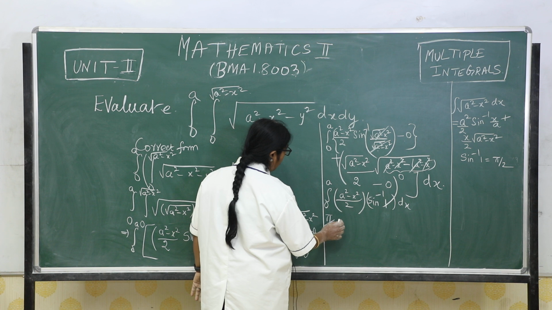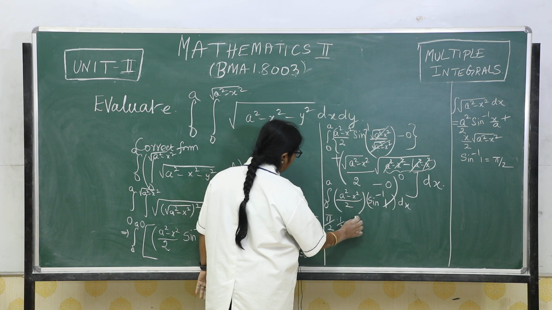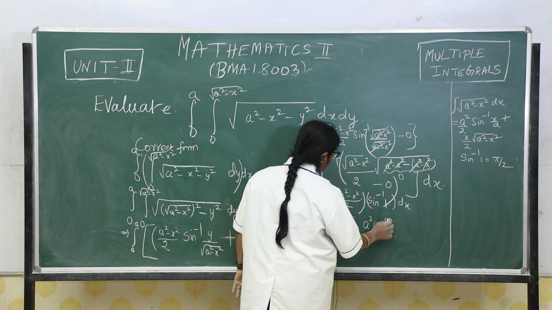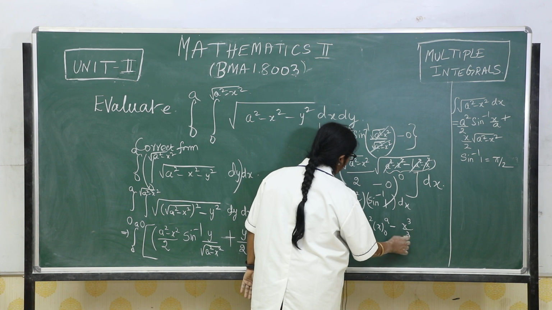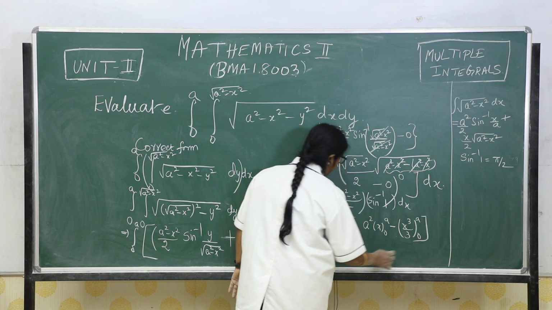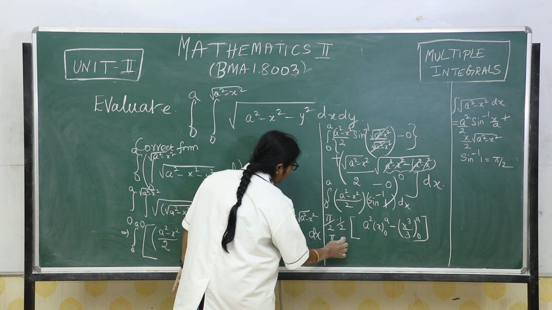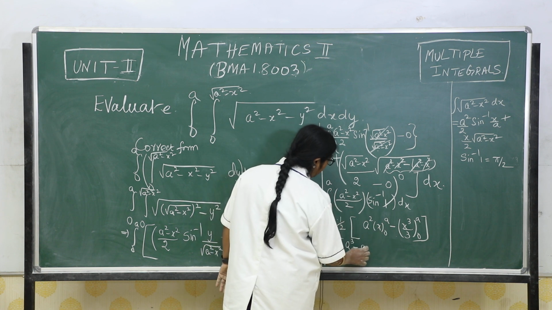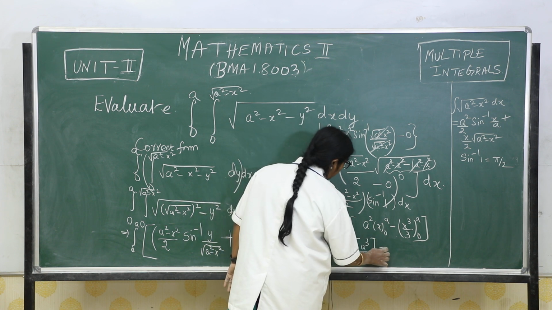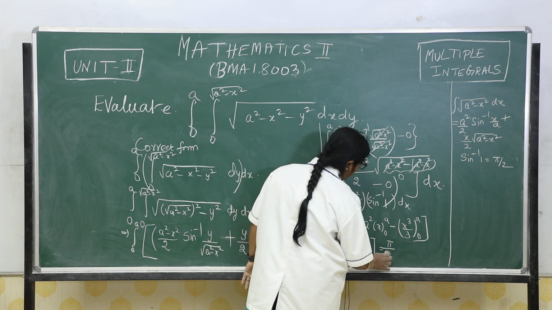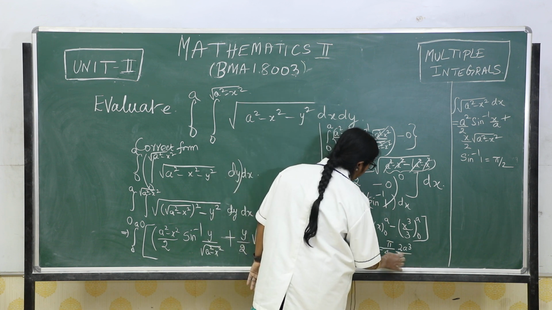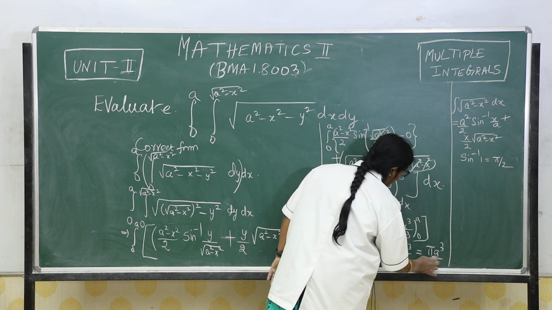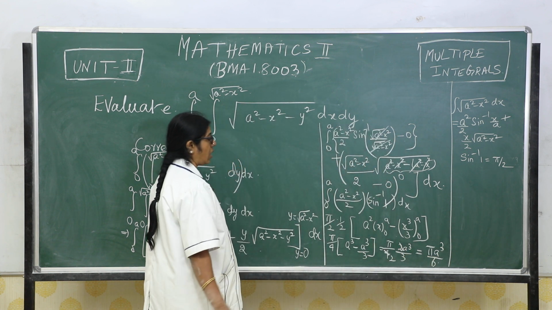So pi by 2 into this, 1 by 2 also coming outside, term by term integration: a squared into x minus x cube divided by 3 between 0 to a. So pi by 4 into a squared into a minus 0, a cube minus a cube by 3, which you get 2a cube by 3. Pi by 4 into 2a cube divided by 3. So all that you are getting is pi a cube divided by 6. And this is the final answer.